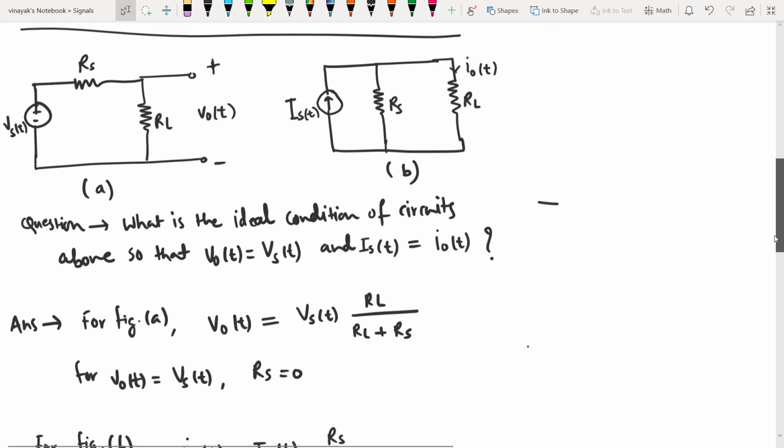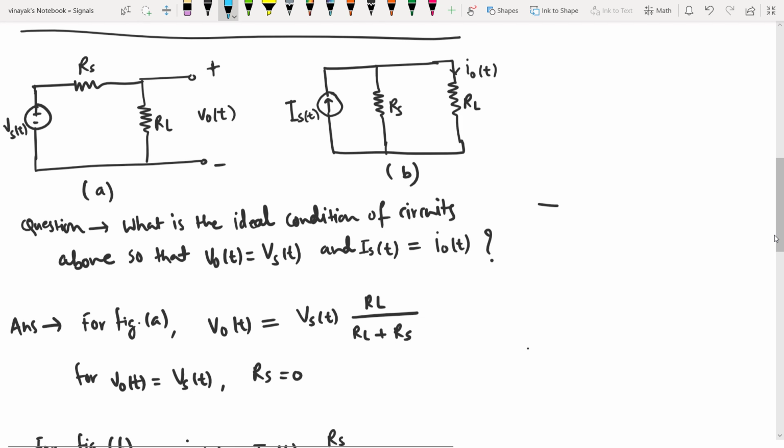So the question here is: on the left side of the figure, there is a voltage source Vs of t. It has a resistance Rs, and a load with resistance RL is connected across this signal source, and we are asked to determine the voltage across this load, indicated by V of t. In the right figure, figure B, we have a current source Is of t with its resistance Rs across its terminals, and at the output terminal we connect a load RL, and we are asked to determine the current passing through the load, indicated by I of t.